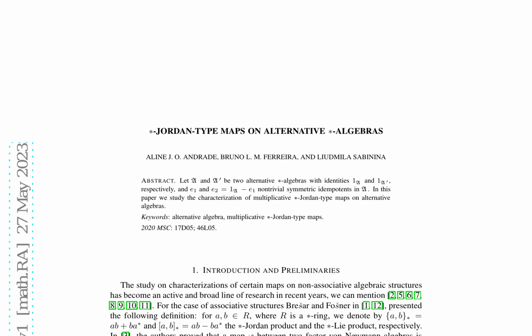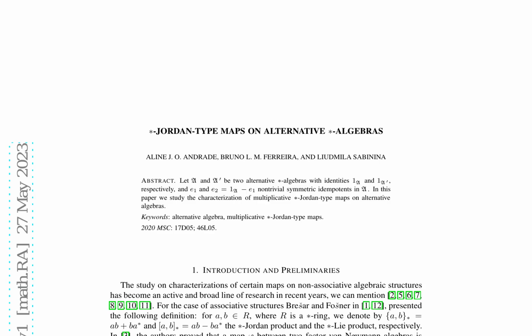The research paper delves into the characterization of multiplicative *-Jordan-type maps on alternative algebras, a significant area of study in understanding the structure of these non-associative structures. Building upon previous works on associative structures and their extensions, the authors emphasize the importance of these maps in comprehending the intricate nature of alternative algebras.